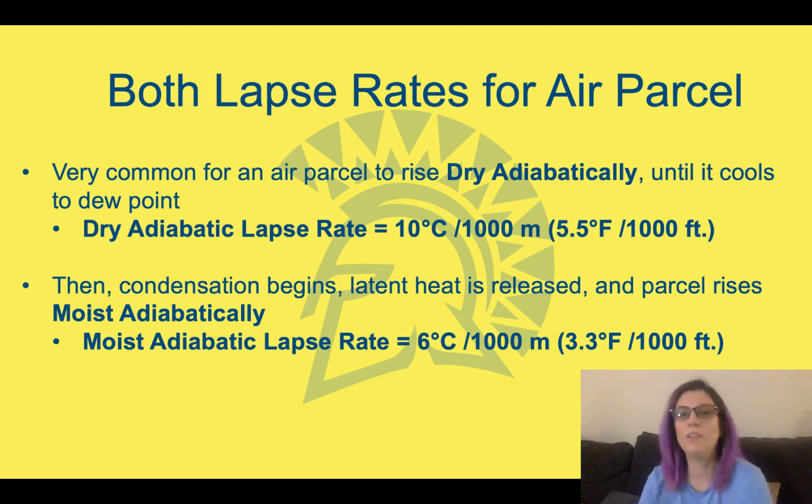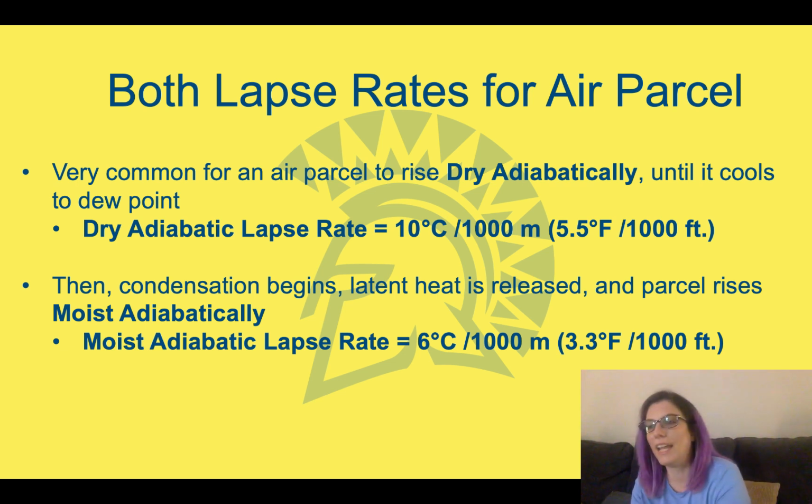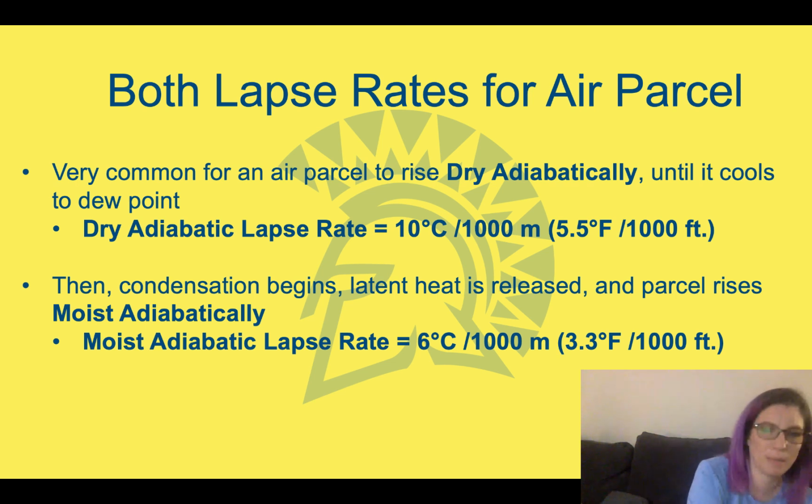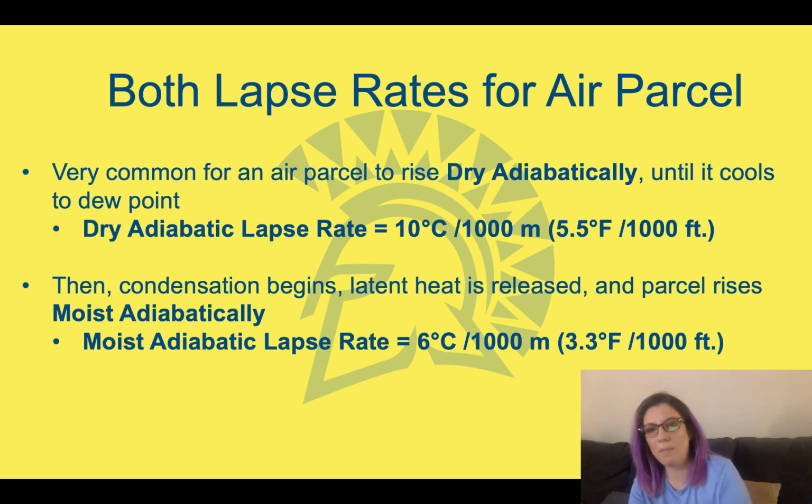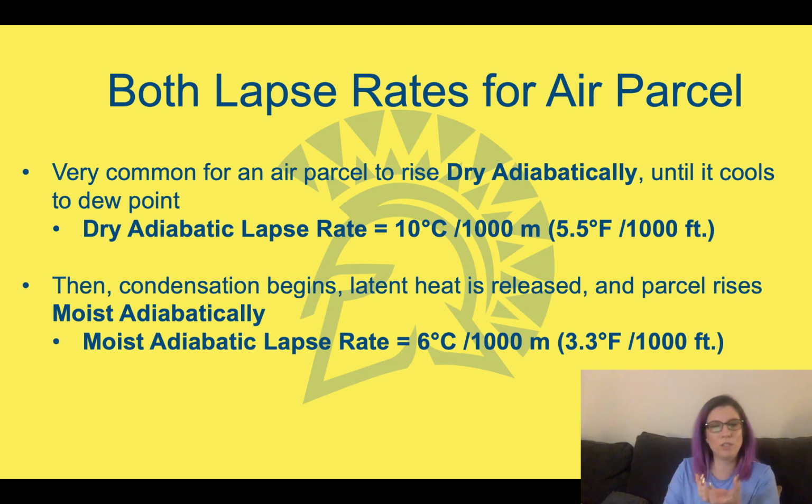All right. Now, we looked at them separately, but generally speaking, we don't have air parcels that just rise dry adiabatically or just rise moist adiabatically. Usually an air parcel is going to rise dry adiabatically, so it's not going to be saturated, until it cools to the dew point. So between the ground and the point where it cools to the dew point, it rises dry adiabatically. And then once it cools to the dew point, it hits saturation, we're going to have clouds, a relative humidity of 100%, and condensation is going to happen.